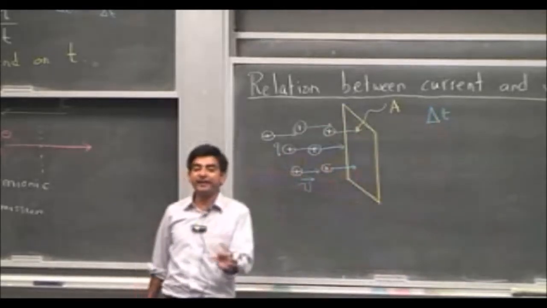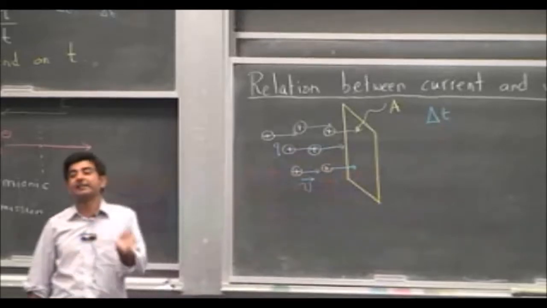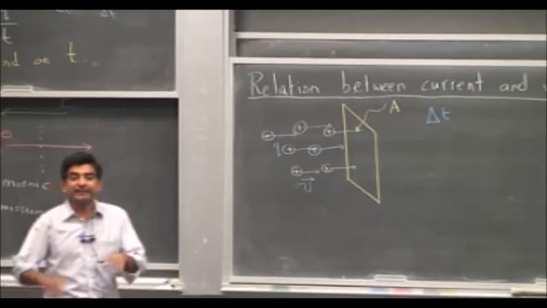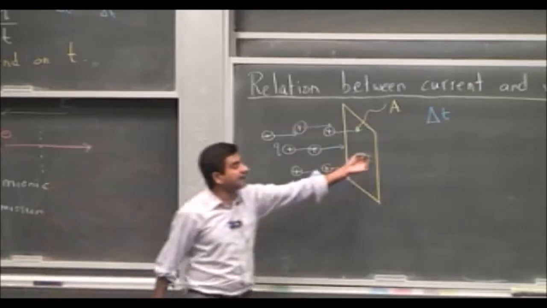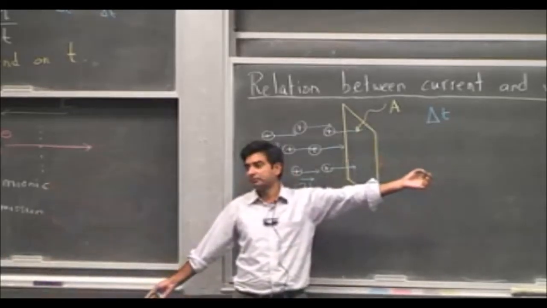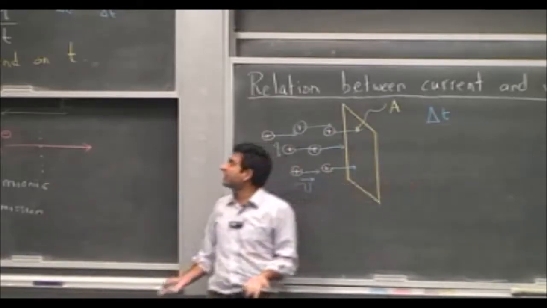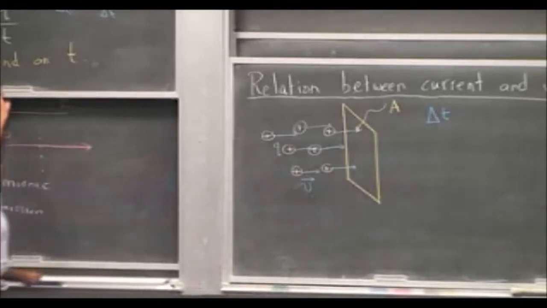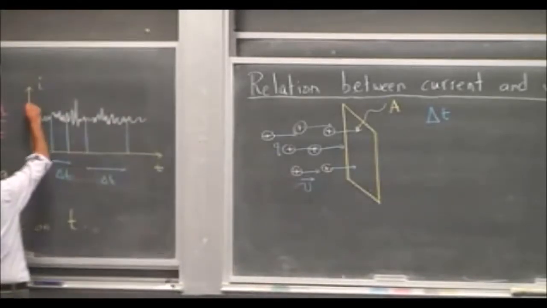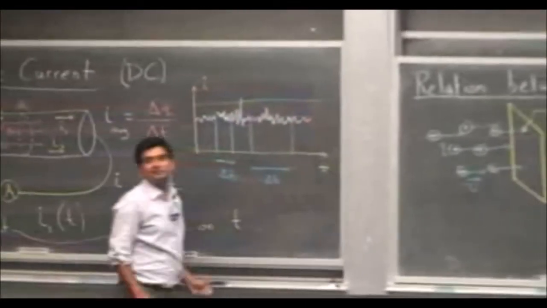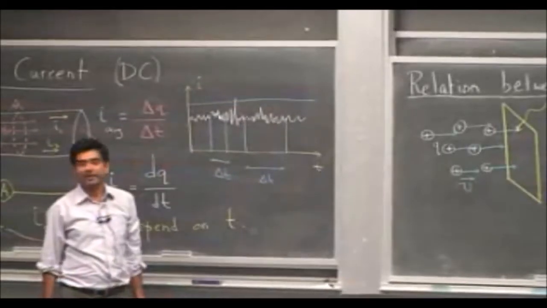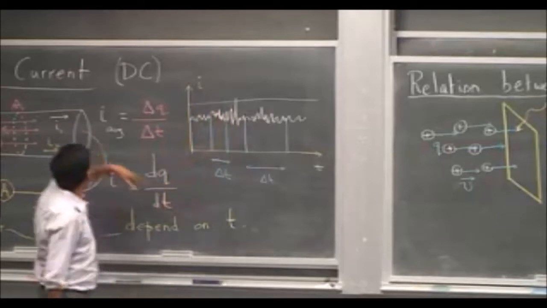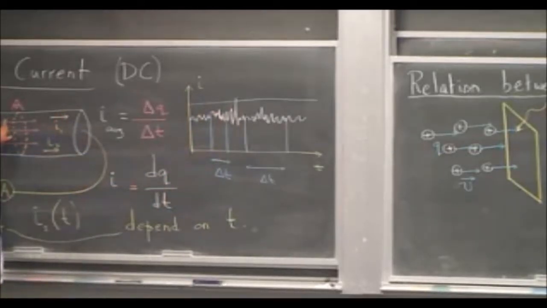Now if the current is uniform and it's steady, then the current will not depend upon how big a delta t I choose, because the current is just unchanging with respect to time. A steady current on this graph will be represented by a straight line, and it does not depend upon where you are measuring the current. It will be the same here, it will be the same here, it will be the same here.